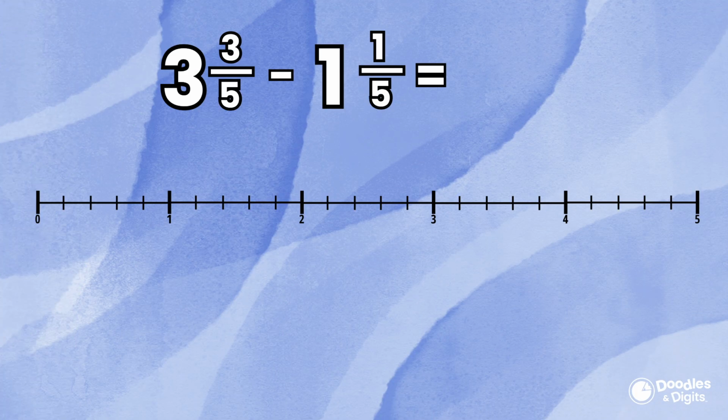Let's look at this problem: 3 3/5 minus 1 1/5. I'm going to first put both mixed numbers on the number line. Now we're going to find the difference.